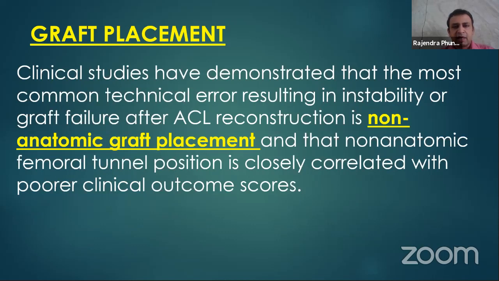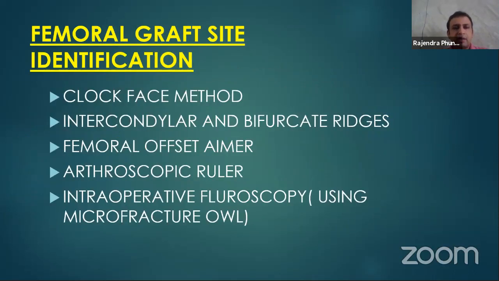So clinical studies have demonstrated the common technical error resulting in instability or graft failure is non-anatomical graft placement, especially femoral tunnel position, which closely correlates with poorer clinical outcomes. So different methods for the femoral graft site identification are the clock face method, intercondylar and bifurcate ridge identification, the offset, then arthroscopic ruler measurement technique, and fluoroscopy.